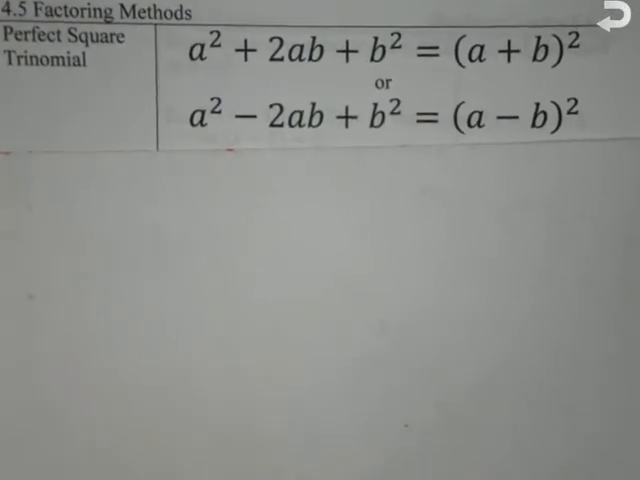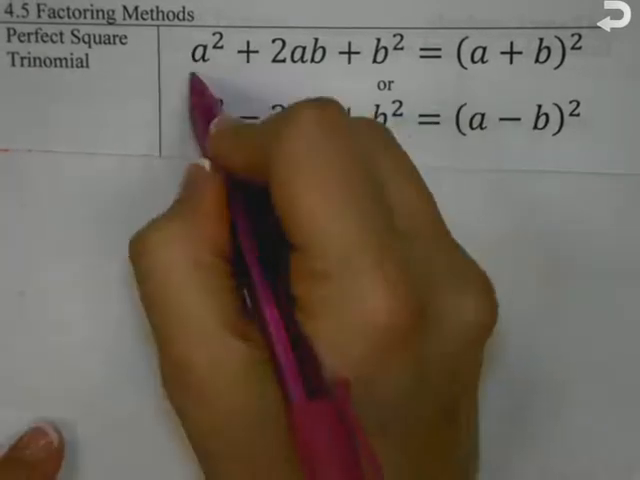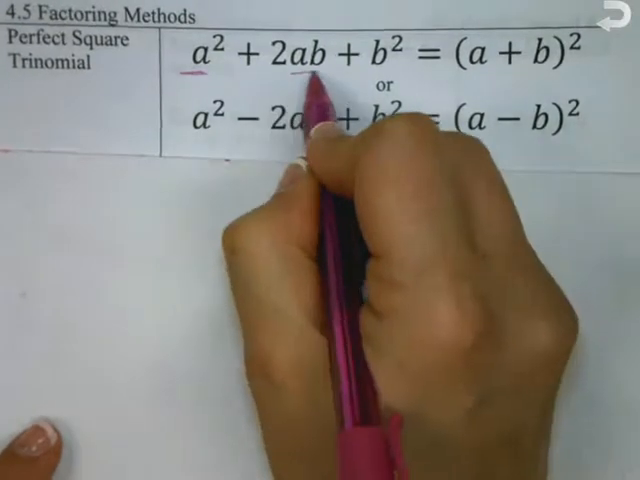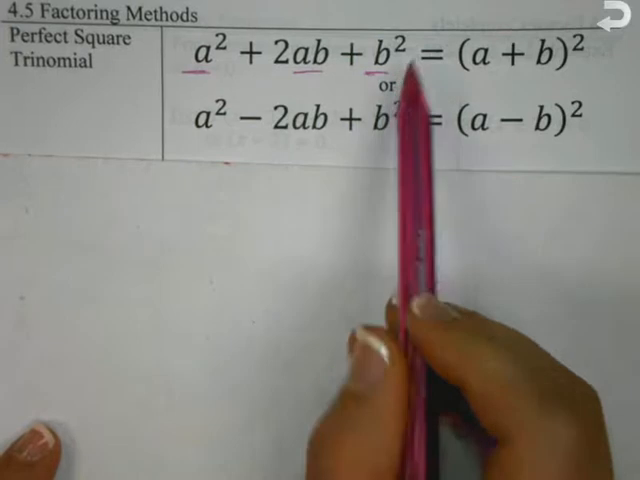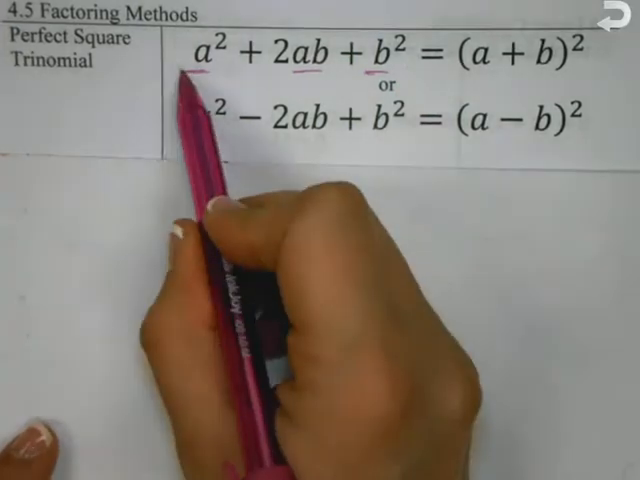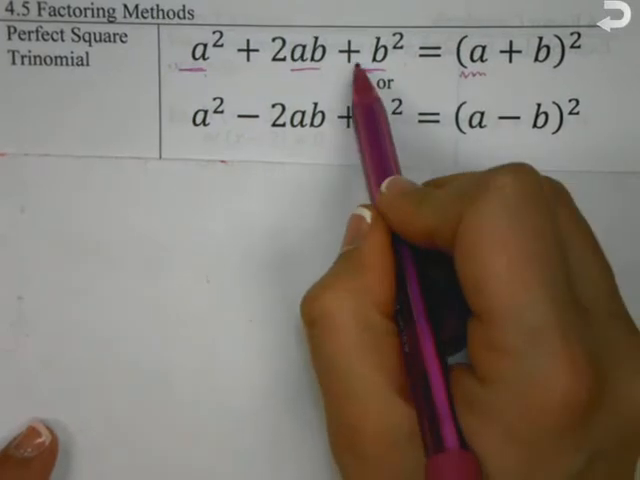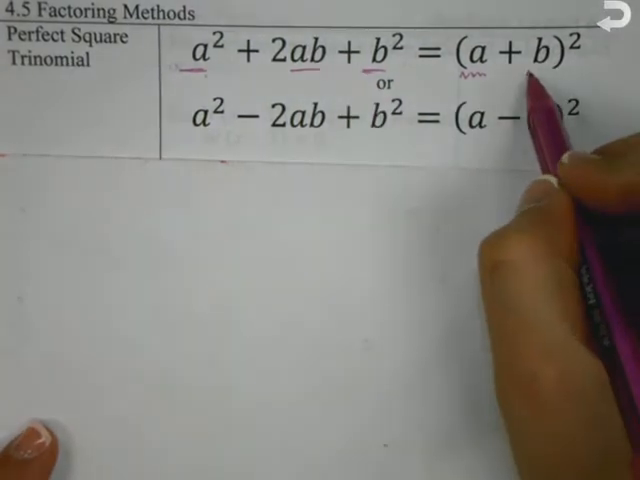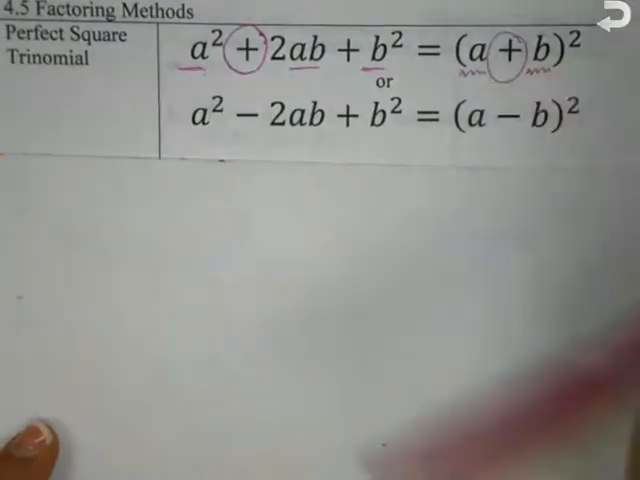Okay, so it's called a perfect square trinomial. It looks like this: a squared plus 2ab plus b squared. Those are all going to be numbers. The way we factor it is we take the square root of a squared, that gives us a. We take the square root of b squared, that gives us b. And we keep the symbol that's in the middle, and the whole thing becomes squared.